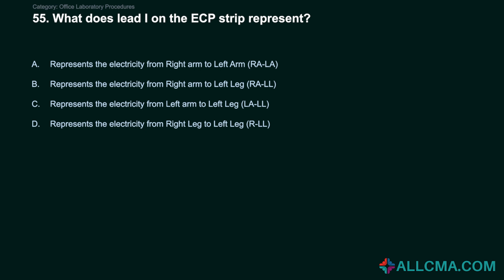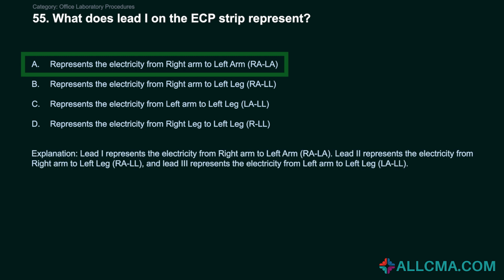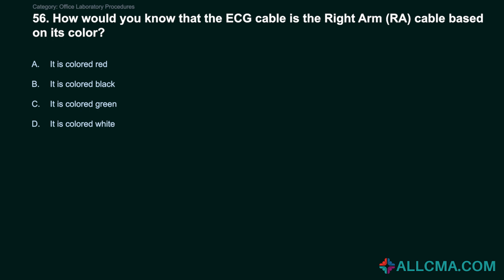Represents the electricity from right leg to left leg, RL to LL. Correct answer, A. Represents the electricity from right arm to left arm, RA to LA. Lead I represents the electricity from right arm to left arm, RA to LA. Lead 2 represents the electricity from right arm to left leg, RA to LL, and lead 3 represents the electricity from left arm to left leg, LA to LL.